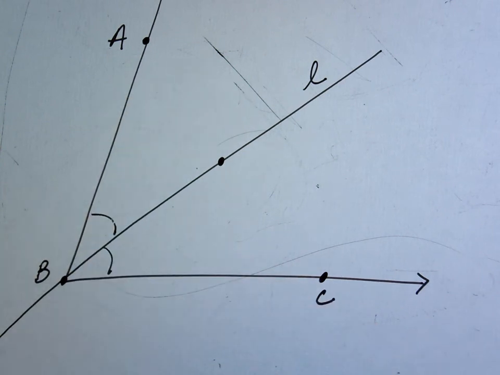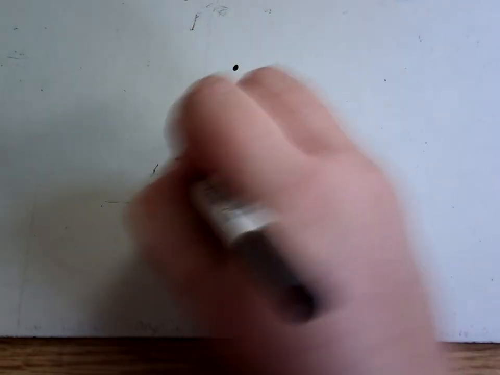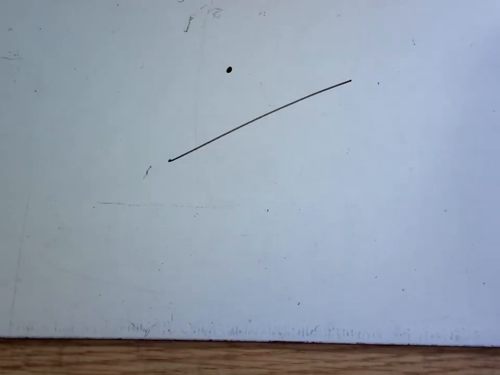Now let me just point out to you one little thing that you may or may not remember, and that is if we want to know the distance from a point to a line or from a point to a straight object, it will always be the length of the perpendicular segment.